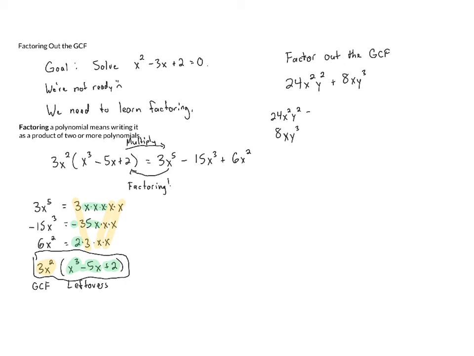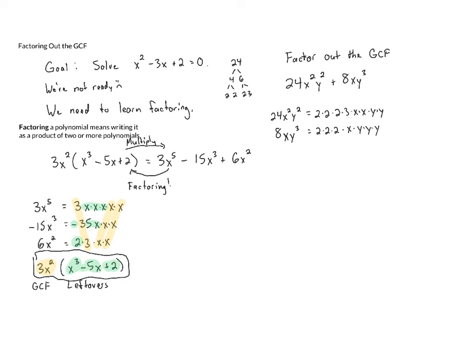8xy cubed. Let's see. We need to factor 24, and that's a rather complicated one, so I'm going to build a factor tree. 24 we know is 4 times 6. 4 is 2 times 2. 6 is 2 times 3. So 24 is 2 times 2 times 2 times 3. And then x squared is x times x. Y squared is y times y. So we're good there. Now let's take a look at 8xy cubed. 8 is 2 times 2 times 2. And then we have times x times y times y times y.